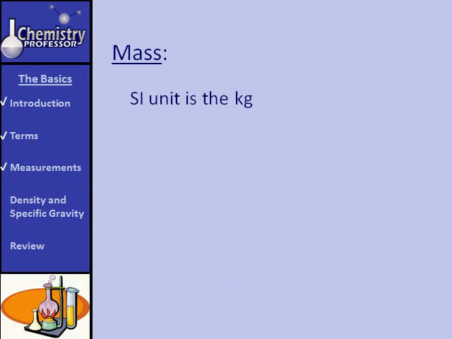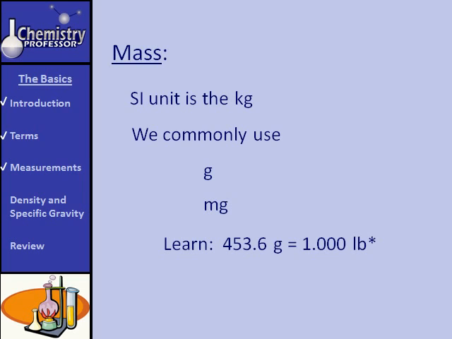Mass. The SI unit of mass is the kilogram. But in chemistry, we don't use the kilogram as much as we use some smaller units of mass. So in chemistry, you're going to find we commonly use the gram and the milligram. And there comes up another relationship that you need to know, and that is 453.6 grams is equivalent to a pound. Thus, a kilogram is about 2.2 pounds, but that is not as accurate as the 453.6 grams in a pound.